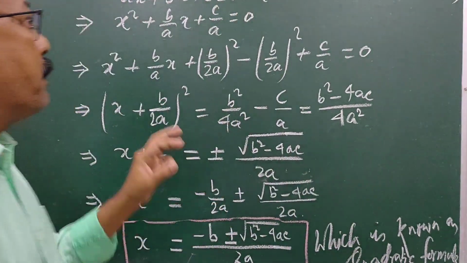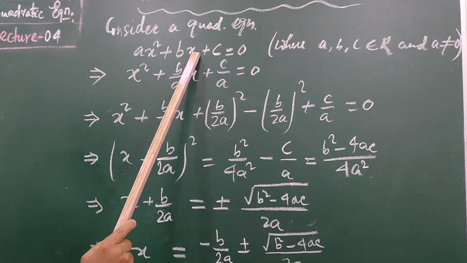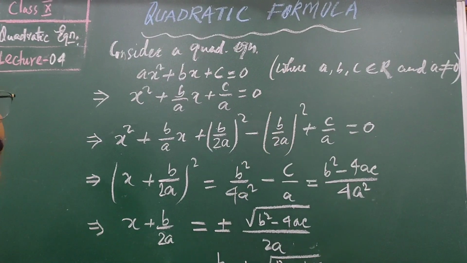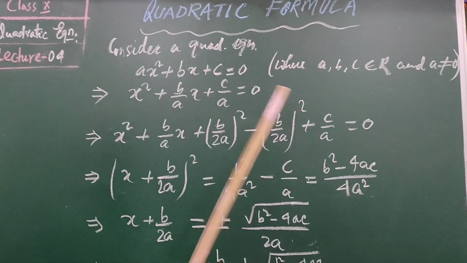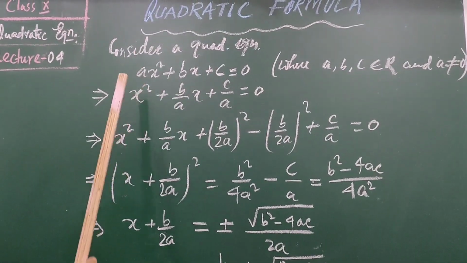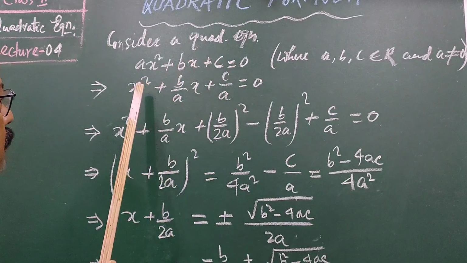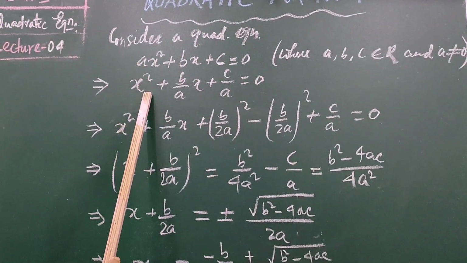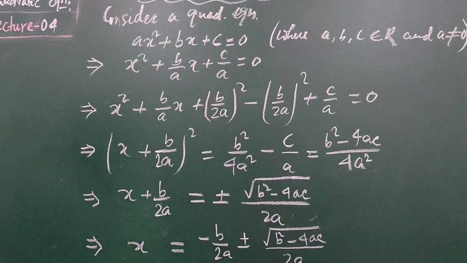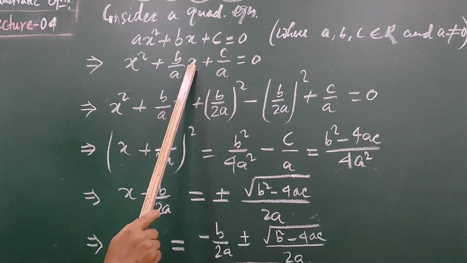Here we have considered ax square plus bx plus c equals to 0 as a quadratic equation where a, b, c are real numbers and a, the coefficient of x square, is not equal to 0. On dividing the given equation by a, we get x square plus b by a x plus c by a equals to 0.